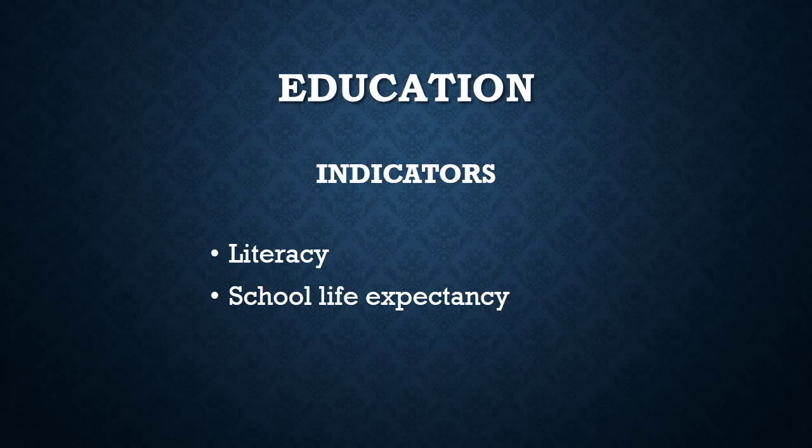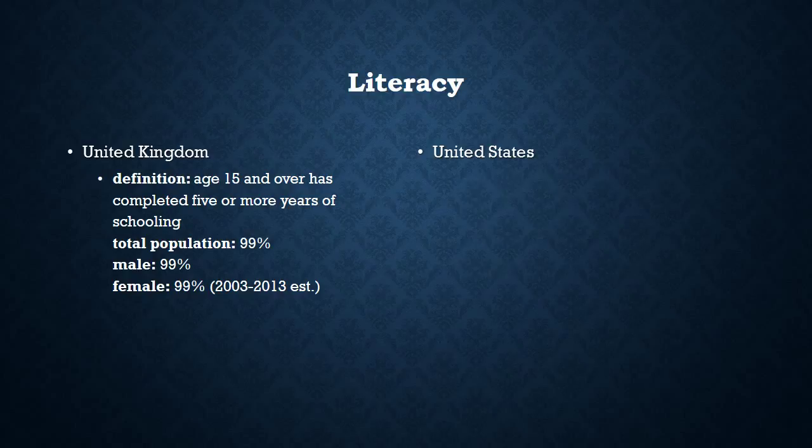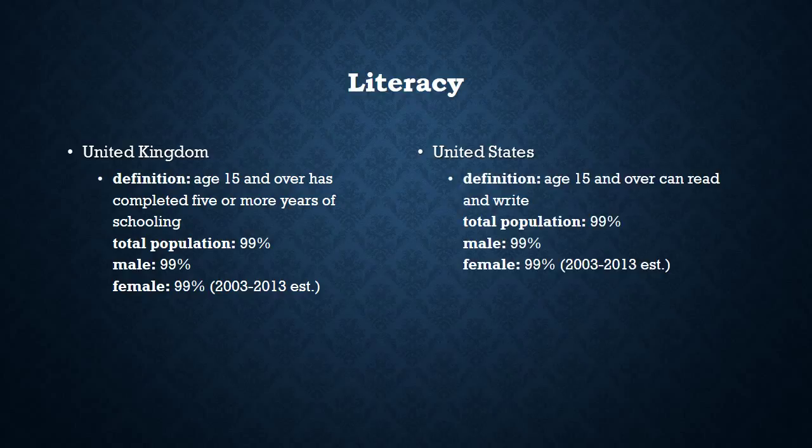The last sector that we examined is the educational sector, where the literacy rate and school life expectancy are chosen as indicators. For the literacy rate, it is important to take into consideration the definition of literacy that each state has given. For the UK, literacy means that the individual must be of age 15 and over and has completed 5 or more years of schooling. In the case of the United States, the definition is only individuals age 15 and over who can read and write. Both countries have the same literacy rate at 99%.